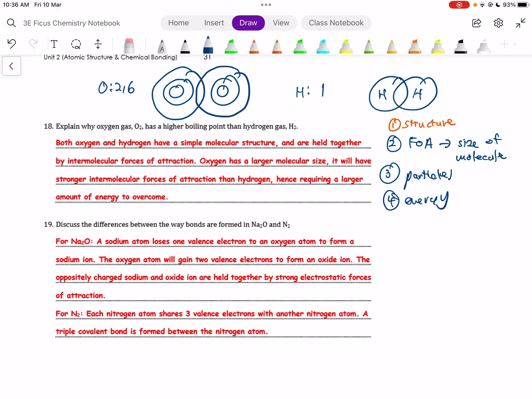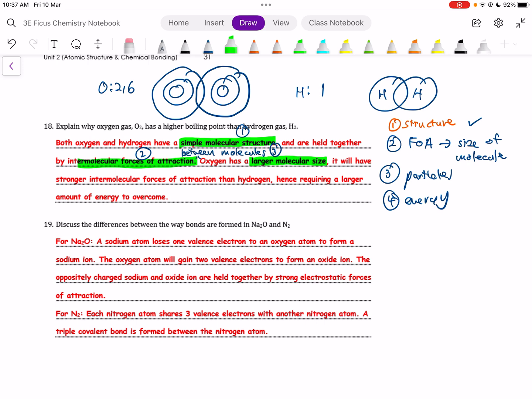So what I'll do is this: both have a simple molecular structure, so I've done structure, correct. Then I talk about how they are held by, maybe I should add this word, intermolecular forces of attraction. So number 1, number 2, between the molecules, maybe I add this one, between the molecules. This is point number 3.